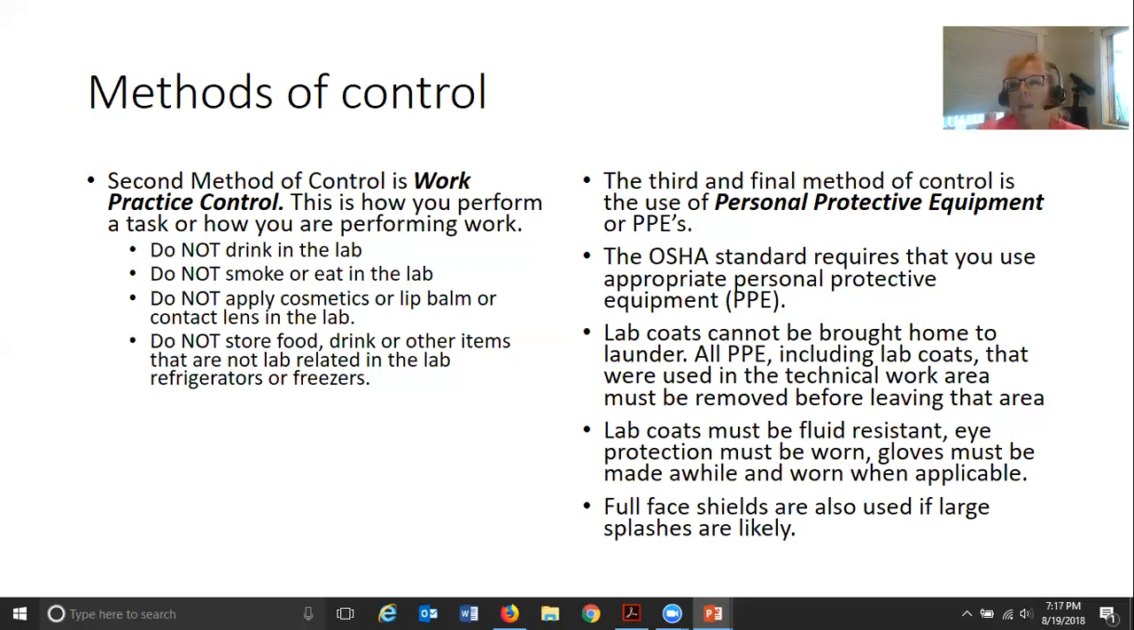Okay, PPE, personal protective equipment. You have to use appropriate equipment. You can't take your lab coats home. They have to be laundered in the hospital. All PPE must be removed before you leave that work area. Lab coats have to be fluid resistant. You should be able to dump water on them and it should run off.